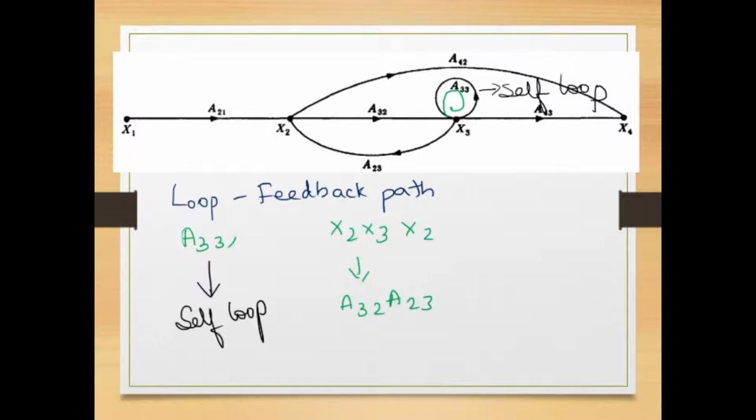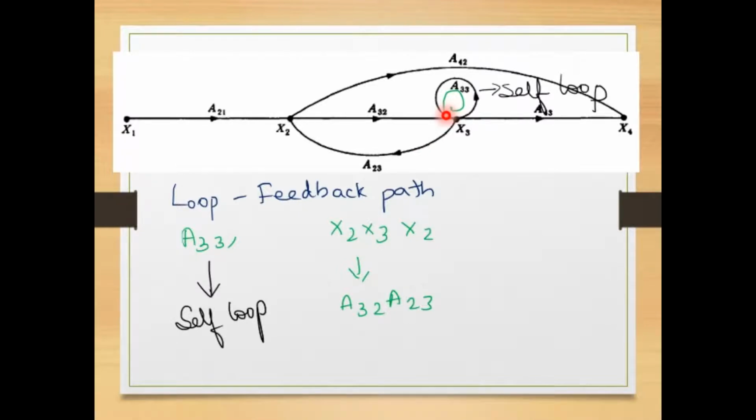Now the last terminology is non-touching loops. Two loops we can say are non-touching if they do not share any nodes or branches. So in this case we cannot say it is a non-touching loop. Why? Because this particular loop as well as this self loop have the same node, which is x3. So these two loops share the same node x3, and we cannot consider them non-touching loops.